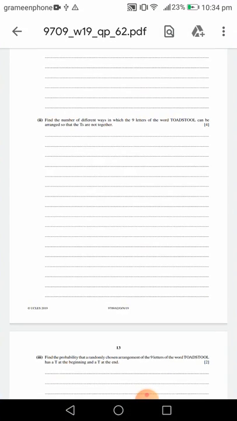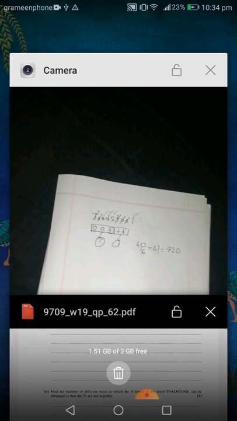What was the question? Find the number of different ways in which the 9 letters of the word toadstool can be arranged so that T's are not together. That has to be the key point in this case. When you are solving cases where something has to be together, you just group them up and consider them as one element. But if they're not together, then just look and learn.